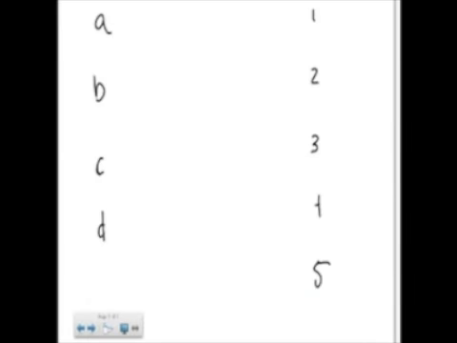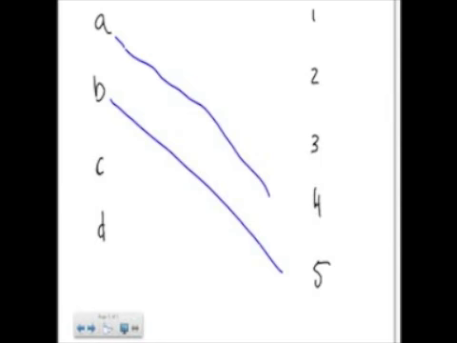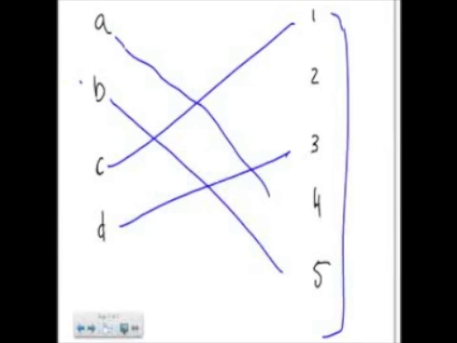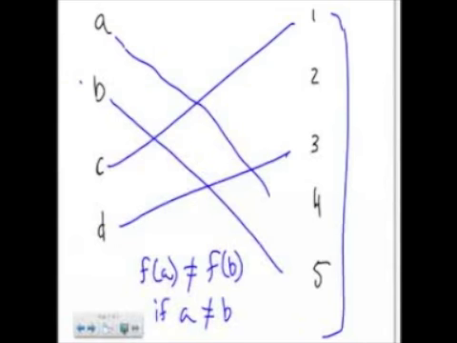So to show an example of injection, we'll map a to 4, then we'll map b to 5, c to 1, and d to 3. Now notice that f of a and f of b never point to the same y value. That is the entire meaning of injection. They never point to the same y value. So basically, f of a is not equal to f of b if a is not equal to b.